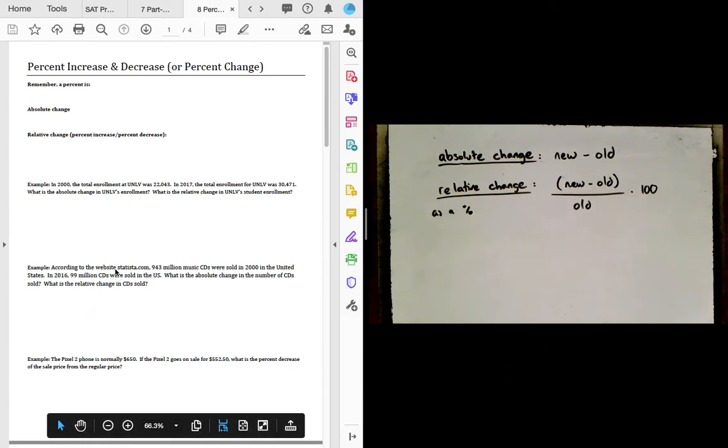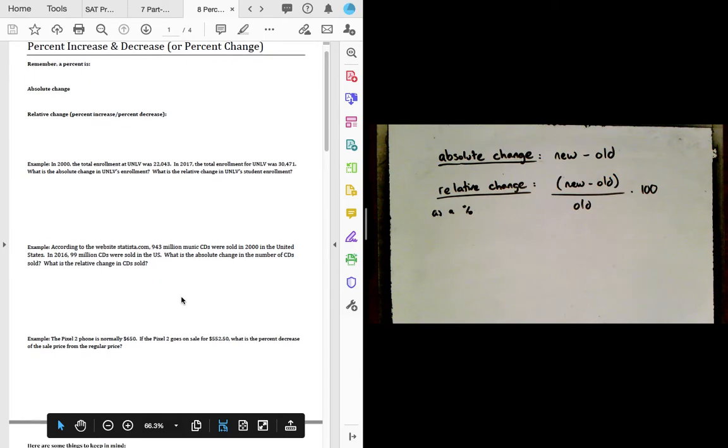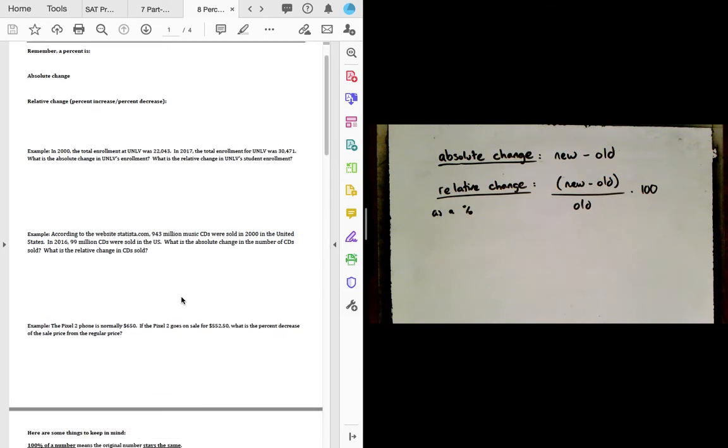According to the website Statista.com, 943 million music CDs were sold in 2000 in the United States. Awesome. In 2016, 99 million CDs were sold in the US. What's the absolute and relative change for CDs sold in the US?